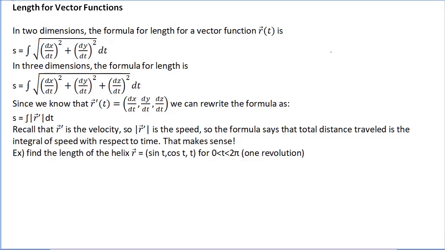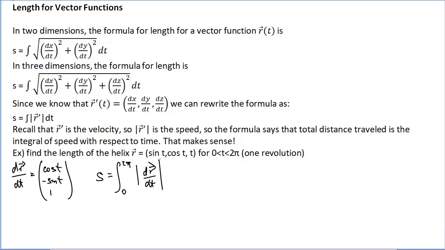So the first thing is we're going to need all the derivatives. So I'm just going to write that down shorthand by noting that we need dr dt. So dr dt is cos t, negative sine t, and 1. So now length s is just going to be the integral from 0 to 2 pi of the magnitude of dr dt, because that is just the speed, and then all that dt.